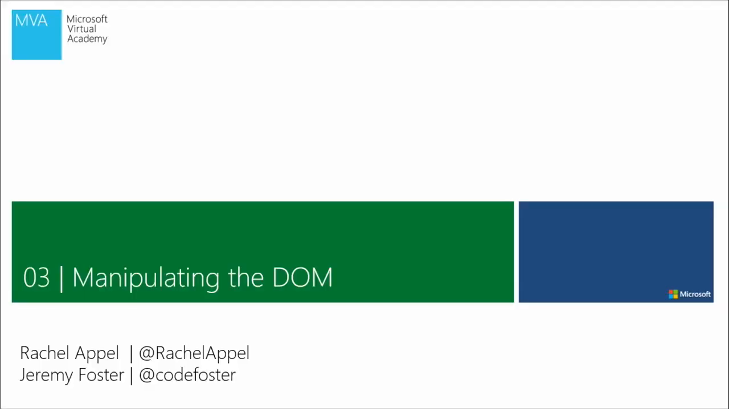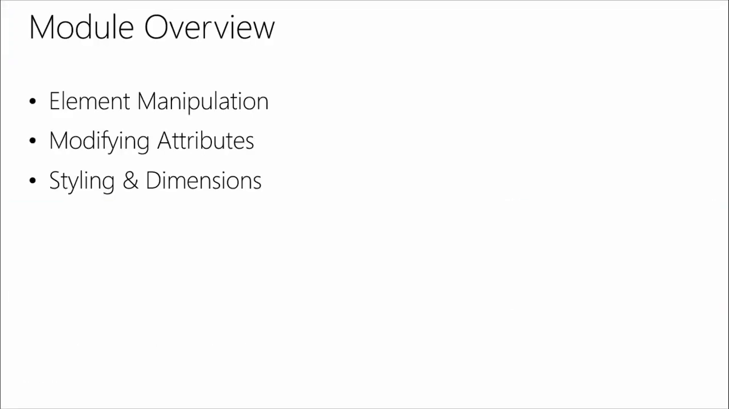Okay. So for Chapter 3, it's manipulating the DOM. And of course, once we get that element, that wrap set, we need to manipulate it. So we'll look at basic element manipulation. Then we'll do some modifying of attributes, since that's a big deal. Then we'll go on to styling and dimensions with manipulating elements.